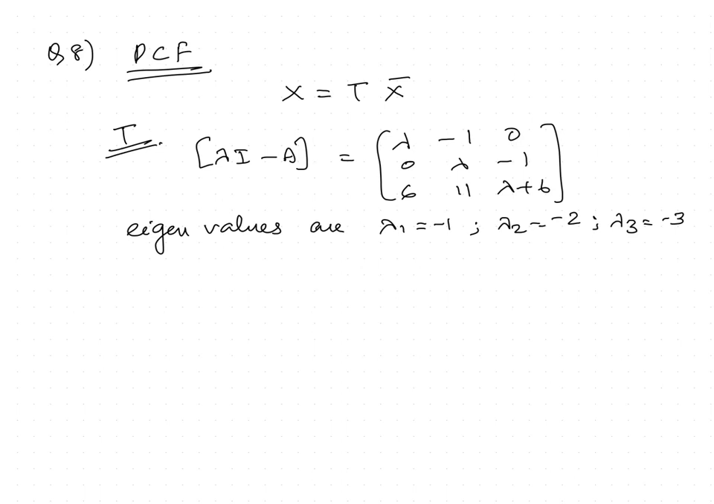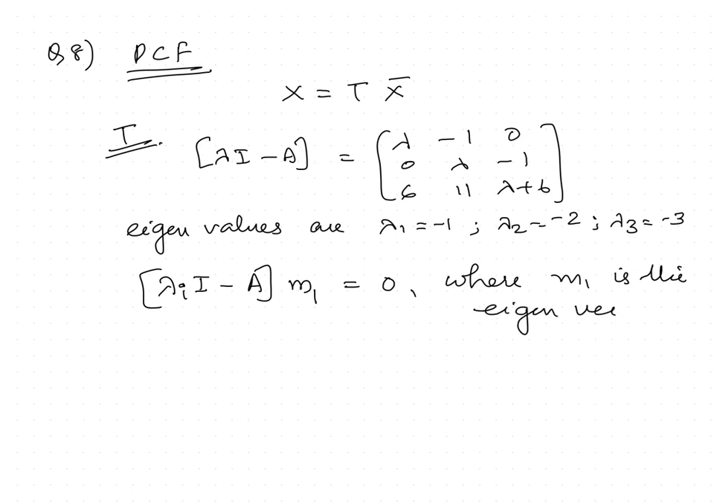To find the eigenvector, we use the equation lambda I minus A into m1 equal to 0, where m1 is the eigenvector. It should be noted that an eigenvector is a non-zero vector, which means all the elements of m1 cannot be 0. But if you look at this equation, you can see that we can have a solution with the entire m1 equal to 0. That should not be taken as an eigenvector. That is the most significant step of this solution.